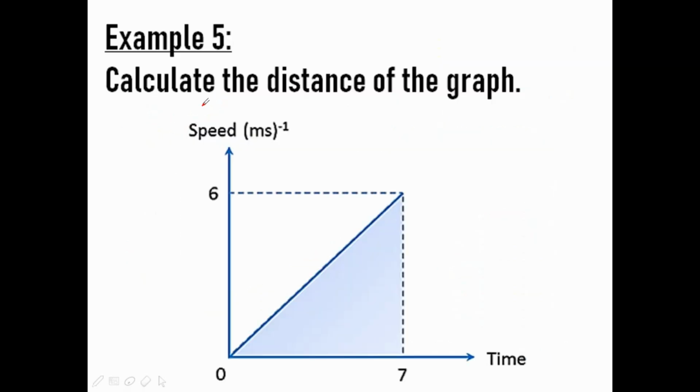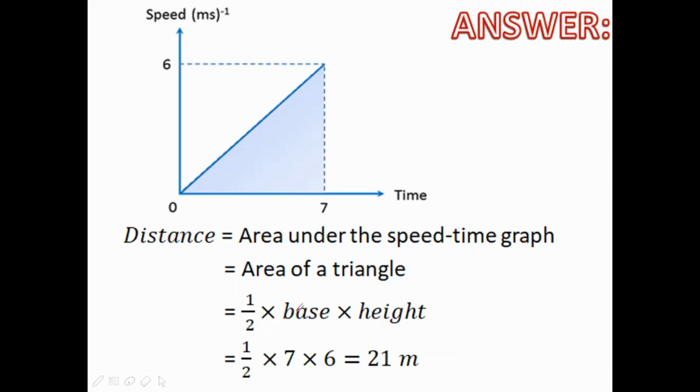For example, calculate the distance of the graph. To find the distance of a speed against time graph, we just need to find the area under the graph. We also notice that this area under the graph is a triangle. So we use the formula of area of triangle: area equals 1 over 2 times base times height. The base here is 7 minus 0, 7. Height is 6 minus 0, so 6. So the area of this triangle is 1 over 2 times 6 times 7, which is 21 meters.